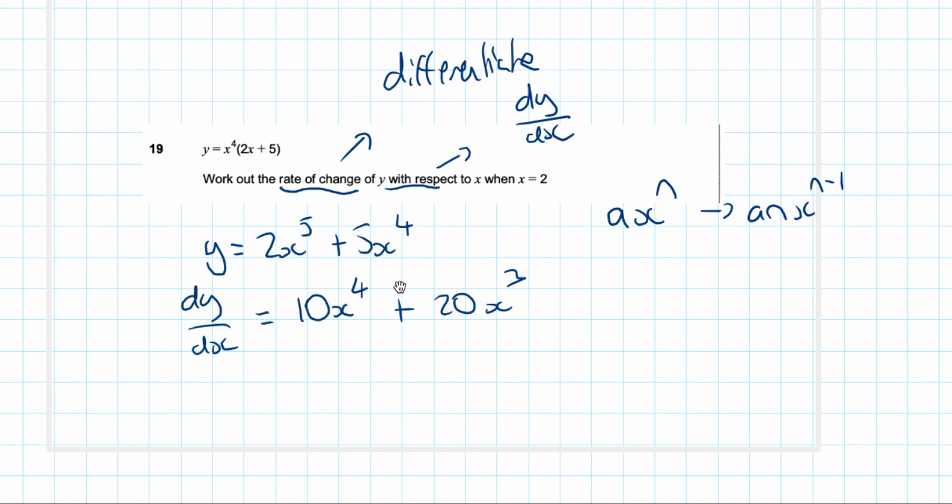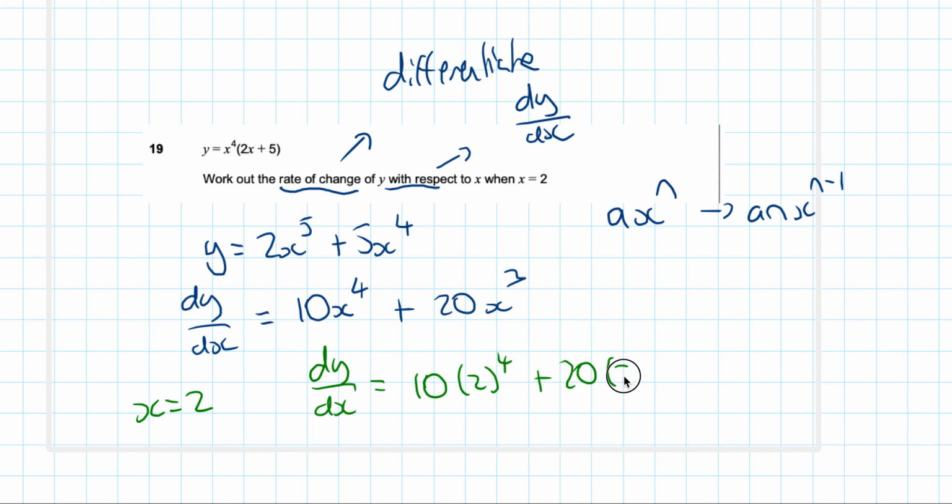So now we've got our differential, we want to then substitute in our value. It says when x is equal to 2, so we say that dy/dx is equal to 10 times 2 to the power 4 plus 20 times 2 to the power 3. From here, we just plug that directly into our calculator and we get an answer of 320. So your rate of change here is just going to be 320.